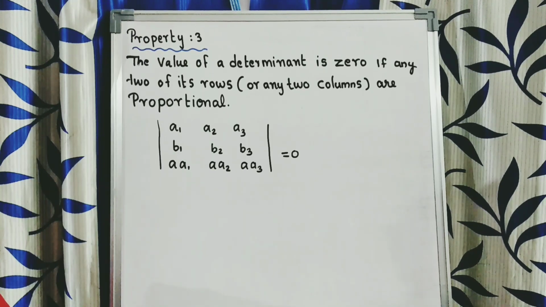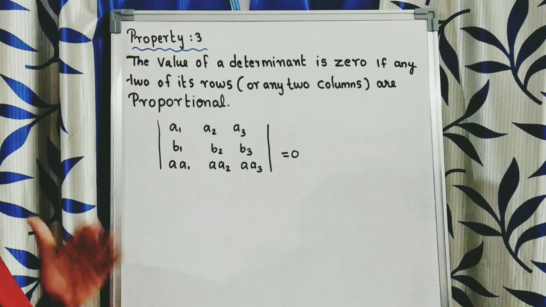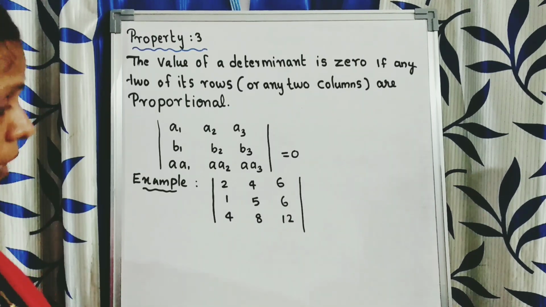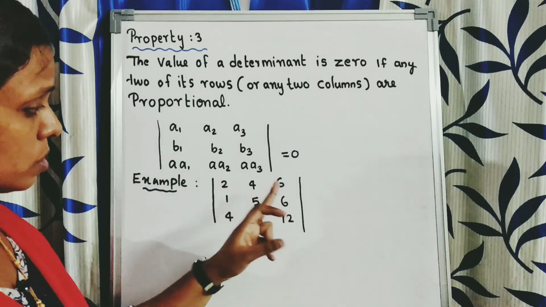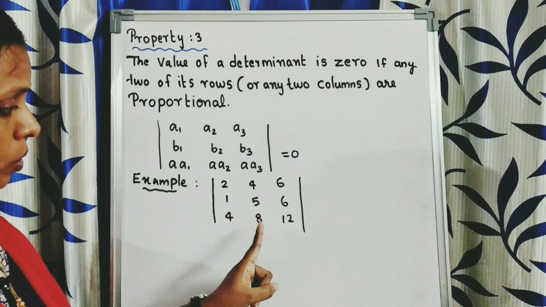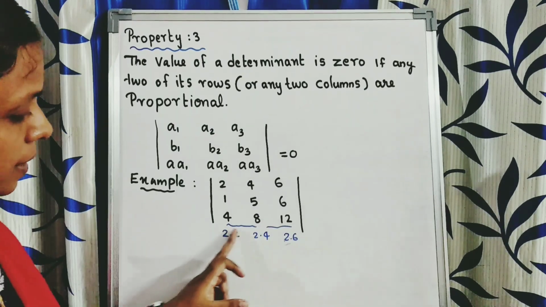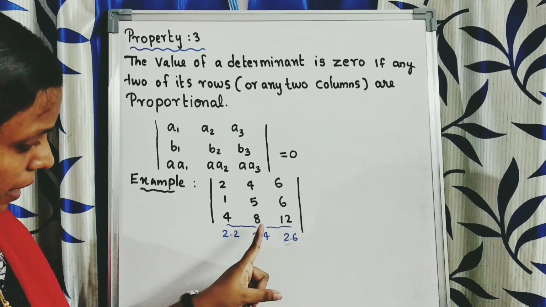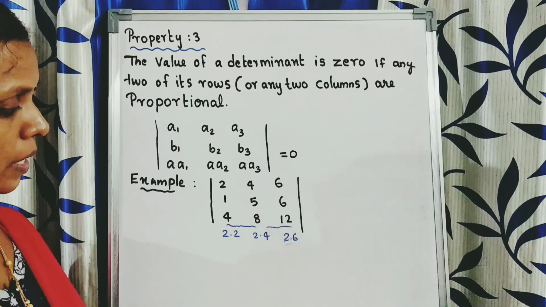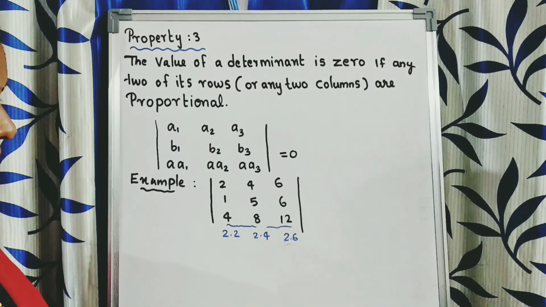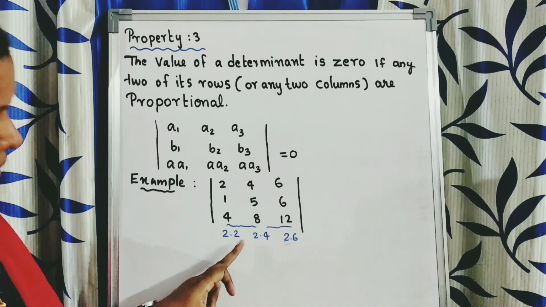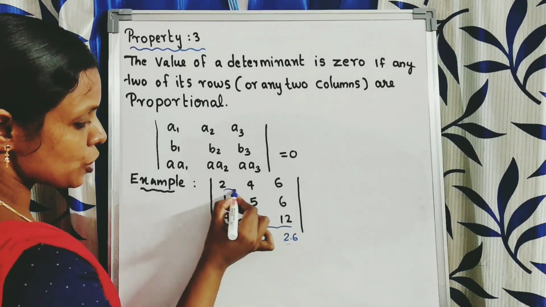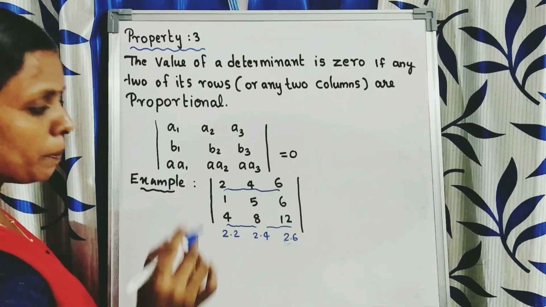So by property 3 its determinant value is equal to 0. For example, verify the value of this determinant equals 0. Here the first row is 2, 4, 6 and the third row is 4, 8, 12. In the third row, 4 can be written as 2 into 2, 8 is 2 into 4, and 12 is 2 into 6. It is of the form A into A1, A into A2, A into A3. Here the first row and third row are proportional.